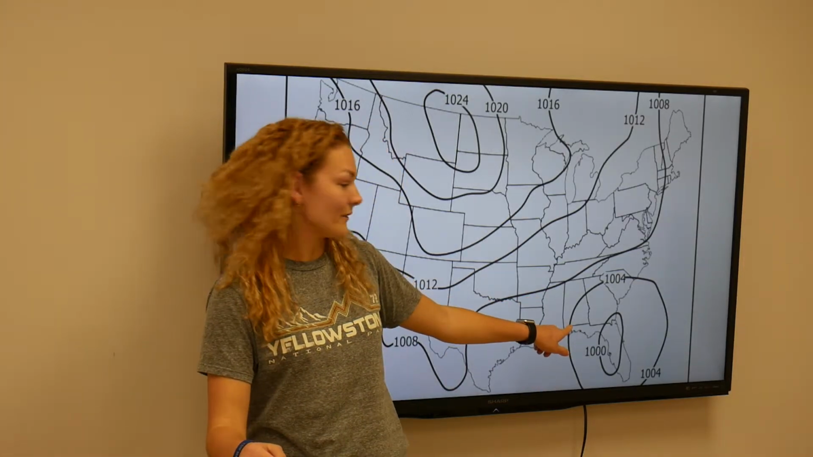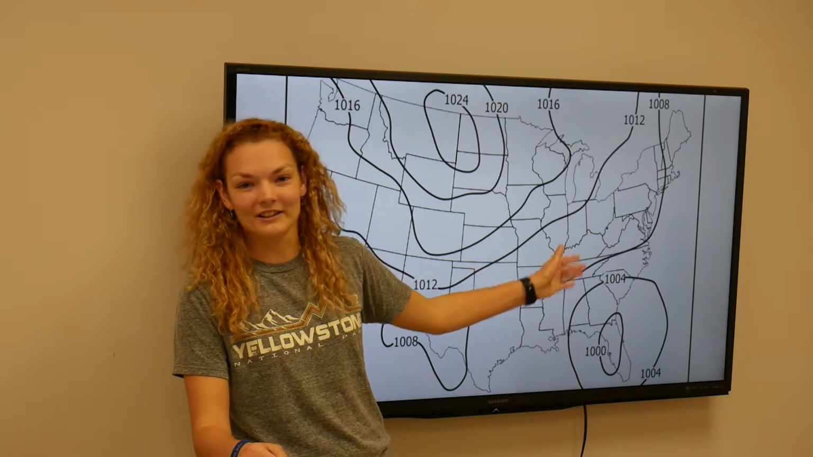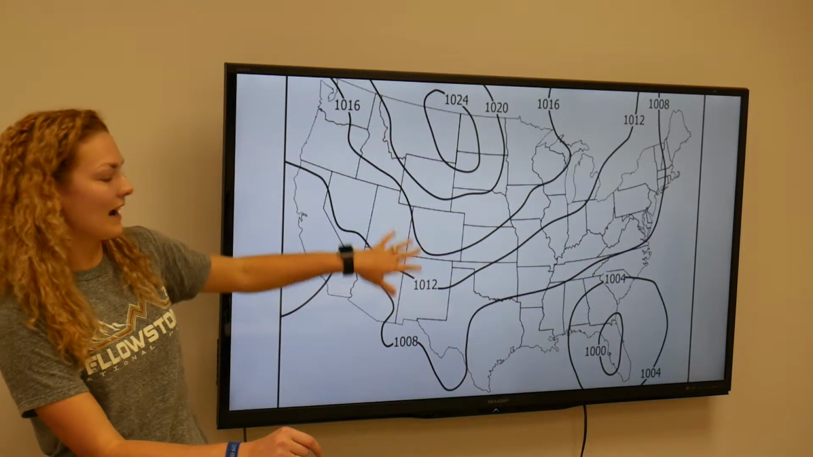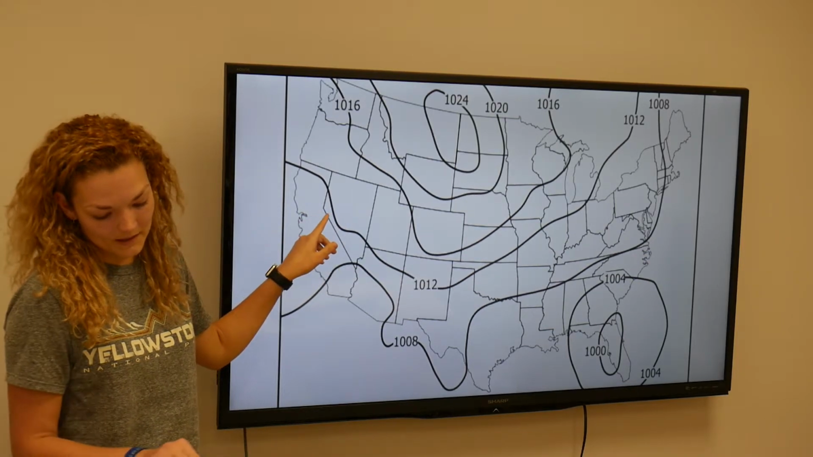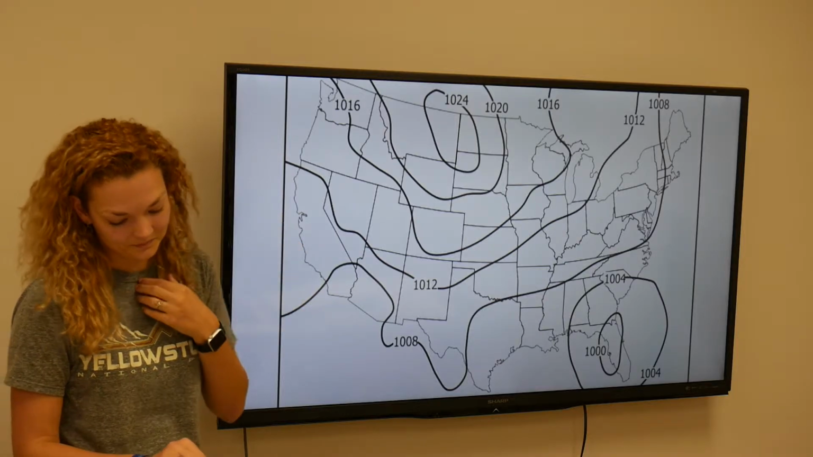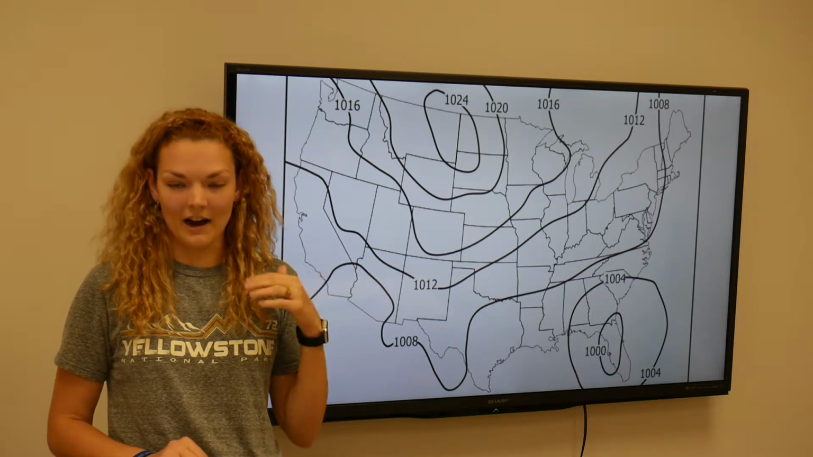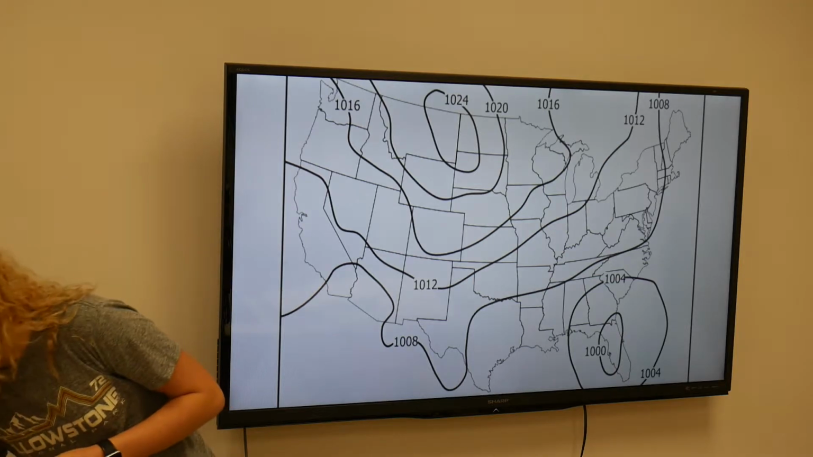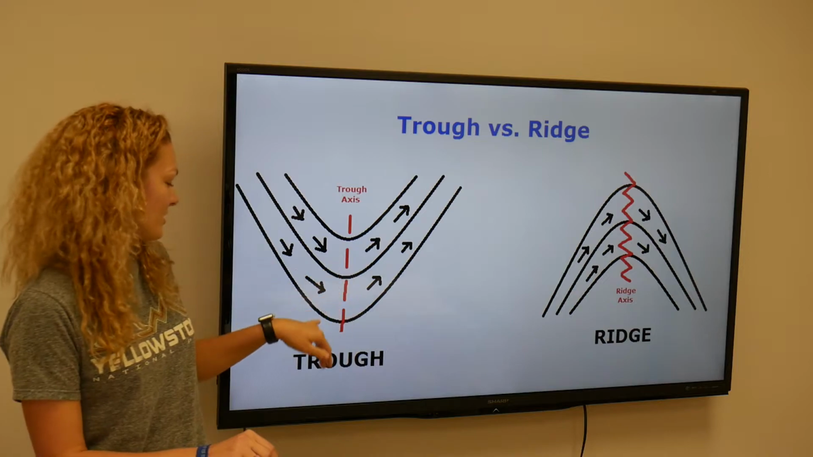Right here is 1,004, and this line goes across Alabama. So in Alabama, on this particular day, the air pressure was 1,004 millibars. This is how your isolines work. Remember, one line joins equal points of atmospheric pressure. Looking at this map, you can see where your high pressure and your low pressure are, and you can look at that using troughs and ridges. Troughs show low pressure.